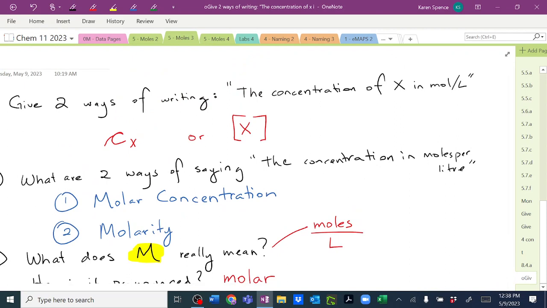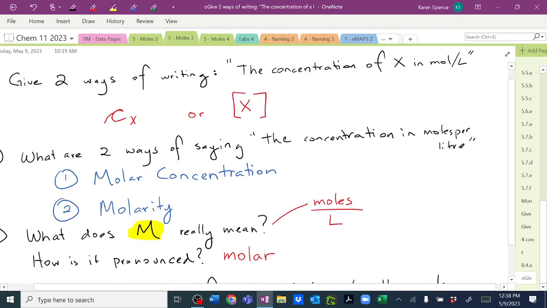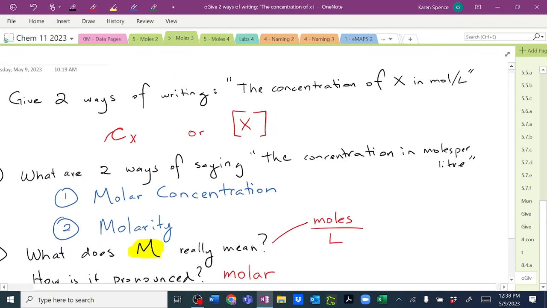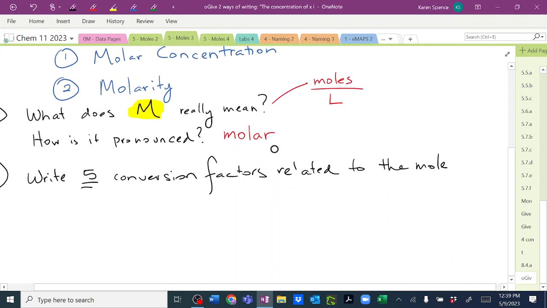Okay, so we have two ways of writing the concentration, C of X or square brackets X. Two ways of saying the concentration in moles per liter: either molar concentration or molarity. Capital M means moles per liter. It's pronounced molar. Those are probably the hardest things about molarity, just remembering all of that new vocabulary and notation, because the math is really easy.